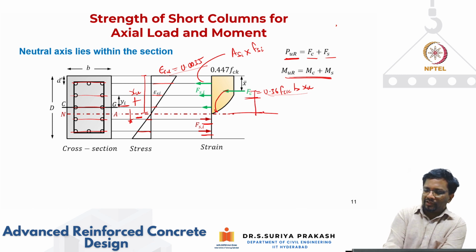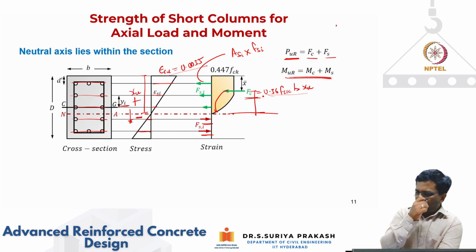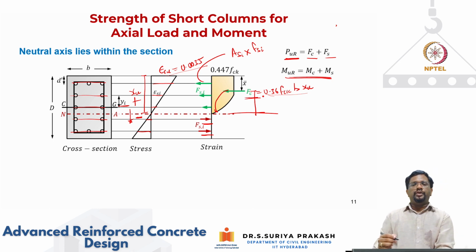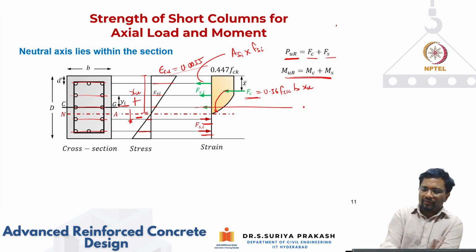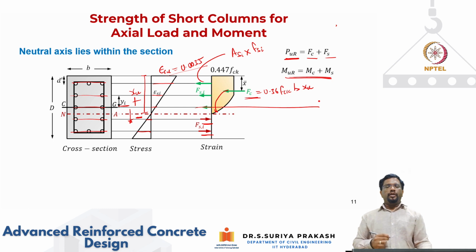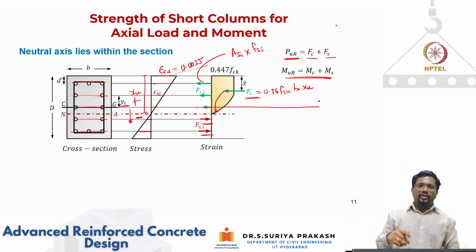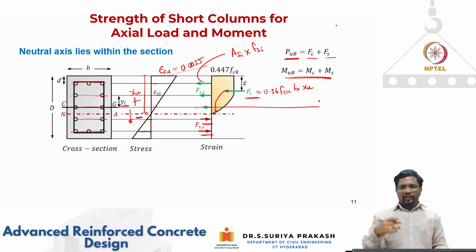So you know this distance, which is basically, now here in columns, it's always we need to find the moment resistance about the centroidal axis. Okay. So you need to find the moment resistance always about the centroidal axis. Now why is it we should do that?